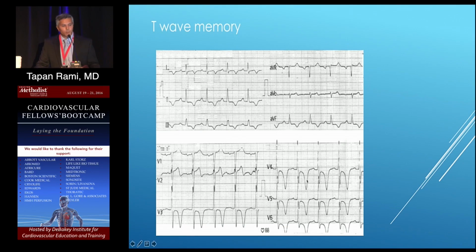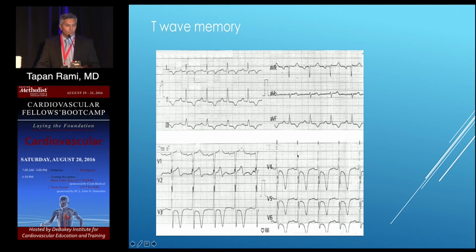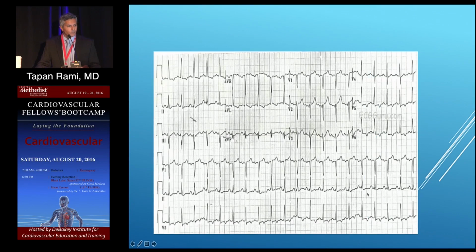So there's a differential for deep inverted T waves. Obviously, you would think about ischemia, you think about myocarditis, you think about intracranial bleed. But if they've had a wide complex rhythm, i.e. ventricular pre-excitation, pace rhythm, ventricular tachycardia, once that rhythm converts back to normal, there's a delay in the recovery of the repolarization aspect, and so this is called T-wave memory. You may see this again.